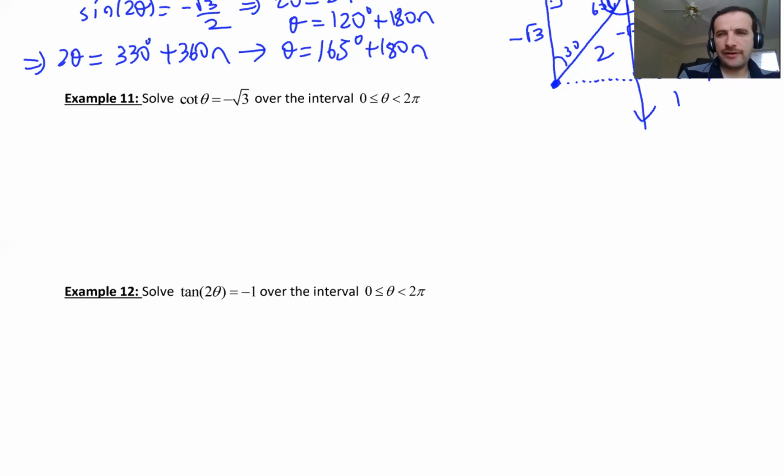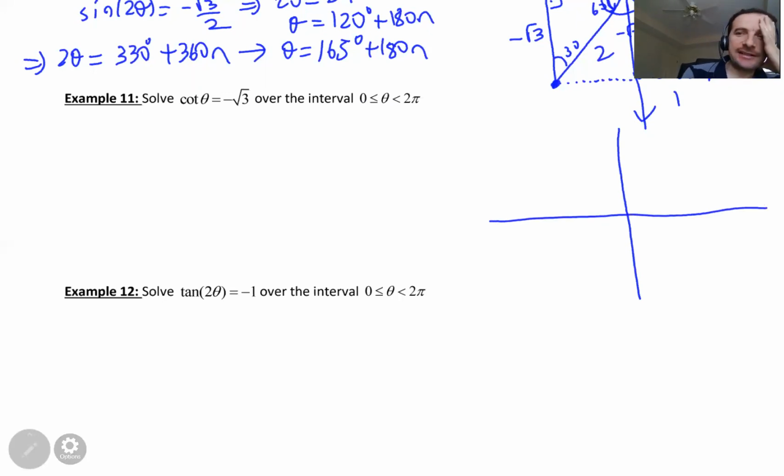Which angle is, where is cotangent negative? Which quadrant is cotangent negative? It's in the second and fourth quadrant, right? So let's try to draw the picture of it. And this is also a special triangle, right? Let's try to be careful. Cotangent is adjacent over opposite. So adjacent should be -√3.